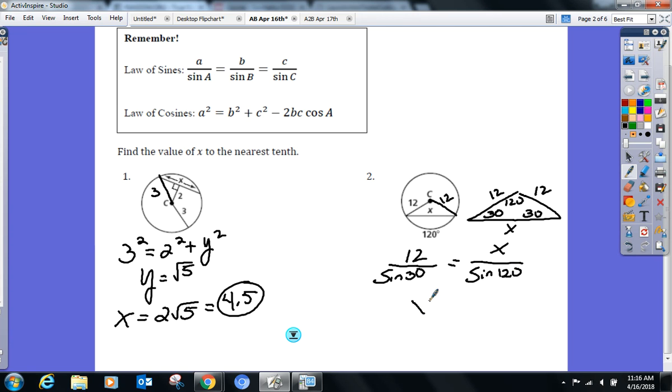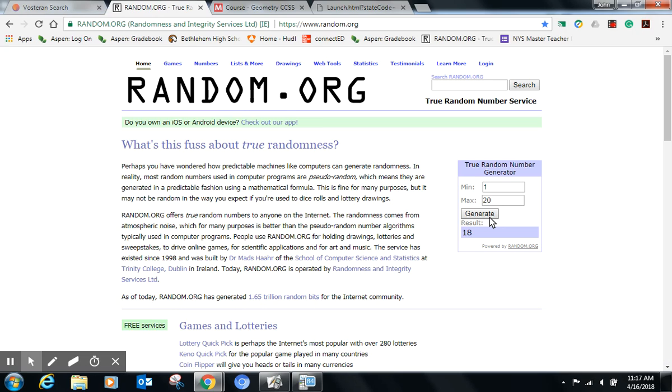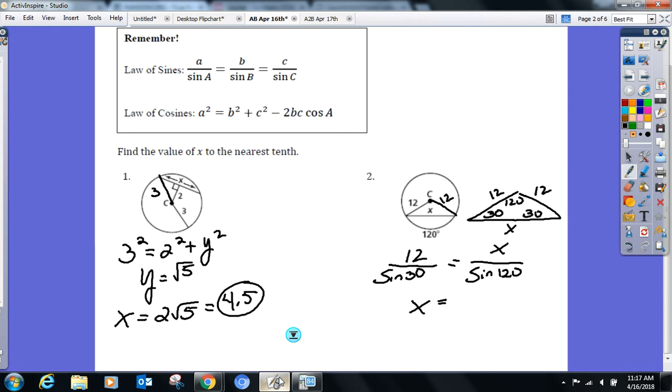And what do we end up getting here? X to the nearest tenth. We're looking at 18. What are we looking at? 20.8. That's what I'm looking at. Questions?